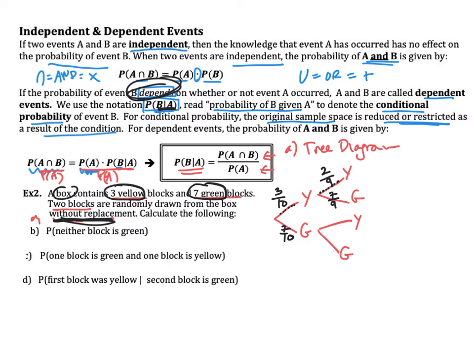I have a 7/10 chance to get a green the first time. Well, then that means all 3 yellows are still in there, but there's only 9 blocks left. And then now I only have 6 greens left in there and only 9 blocks altogether as well. So that's my tree diagram.